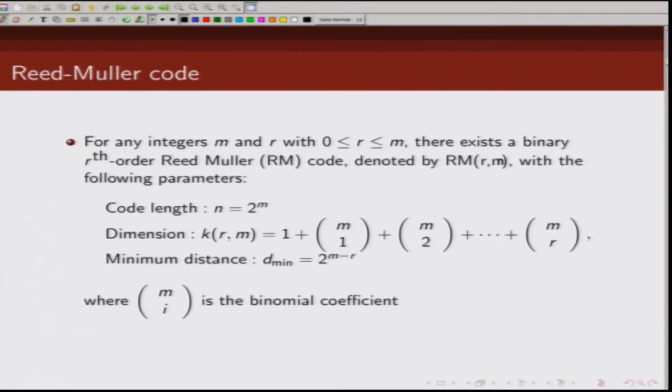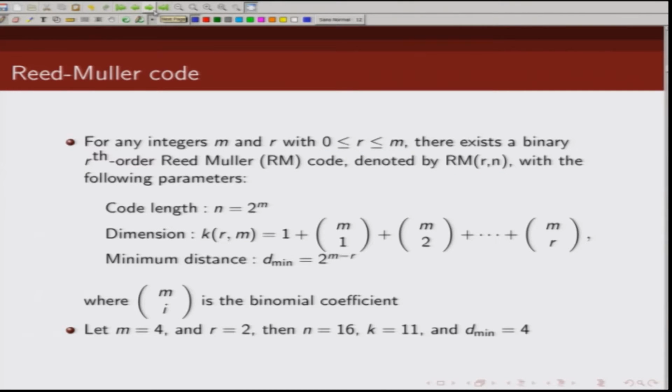So, for any integer m and r such that r is greater than 0 and less than or equal to m, there exists a binary rth order Reed-Muller code, which we denote by the parameters r and m. Reed-Muller code has the following properties. The length of the code is 2 raised to power m, and the dimension k is given by 1 plus m choose 1 plus m choose 2 up to m choose r, and the minimum distance of the code is 2 raised to power m minus r.